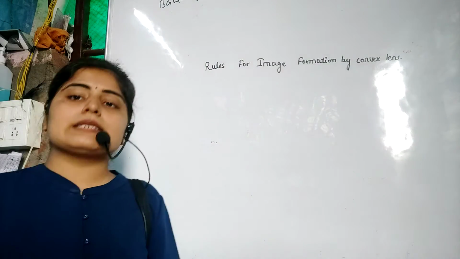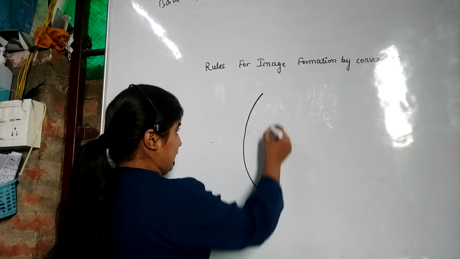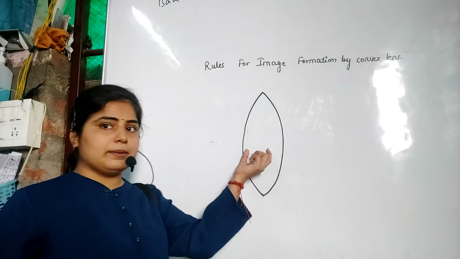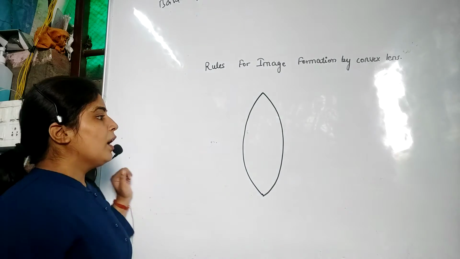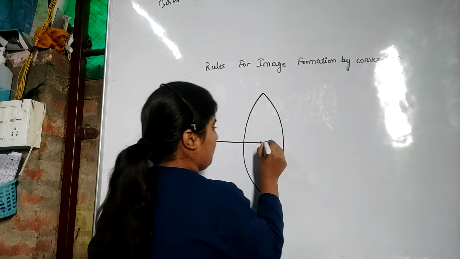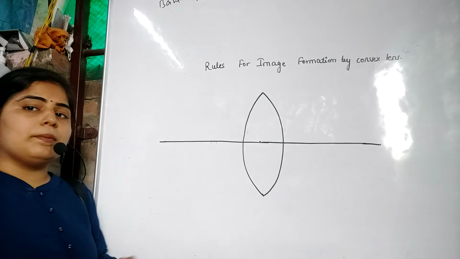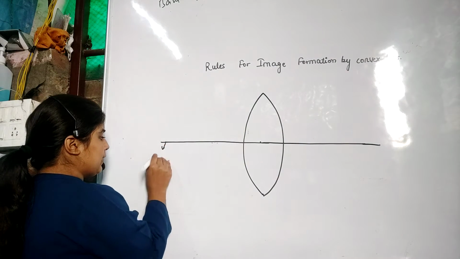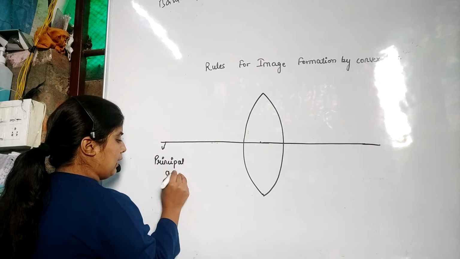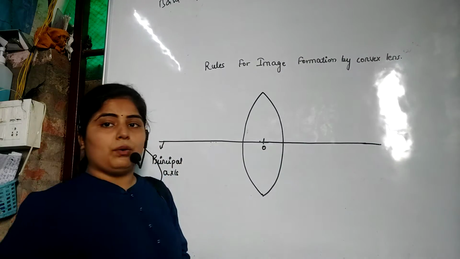As I have already explained to you, a convex lens is a kind of lens which is thicker at the middle and thinner at the edges. The center point of the lens is called the optical center, and a line which is passing through the optical center and perpendicular to both the faces of the lens is called the principal axis. So this one line is called the principal axis, and this one point is called the optical center, which is denoted by O.